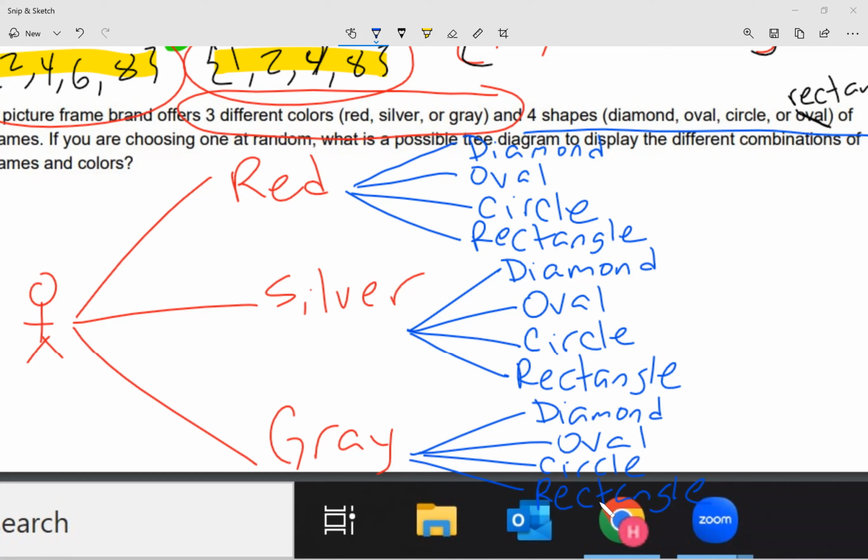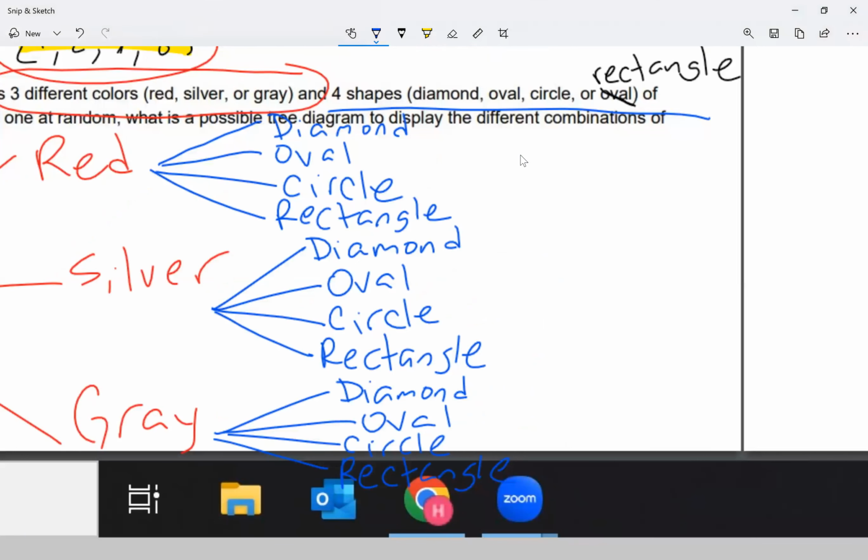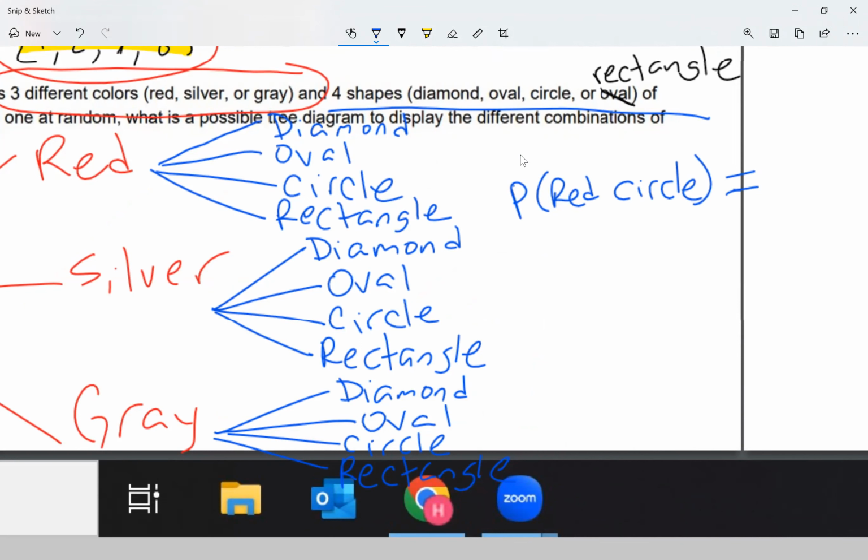From the tree diagram, I could ask you many questions. What's the probability? So let me just do an example here. What's the probability that I get a red circle? Well, I have only one red circle, right? There's 12 possible choices. I'm going to say 1 out of 12.